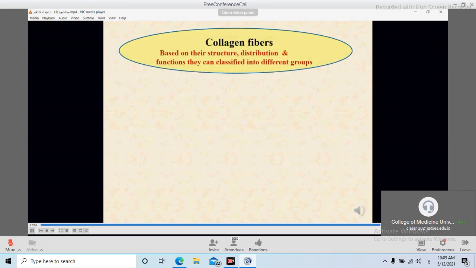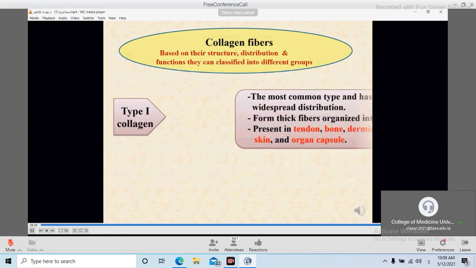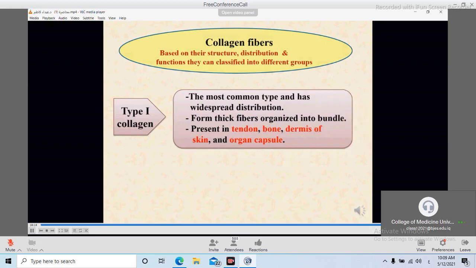There are different types of collagen which have been identified and distinguished by their composition, morphologic characteristics, distribution, and function. Collagen type 1 is the most common type and has widespread distribution in connective tissue. It forms thick fibers that organize into bundles. إذا هذا النوع دائما يكون بشكل thick fiber اللي تترتب بشكل bundle. This type is found in tendon, bone, dermis of the skin, and organ capsule.